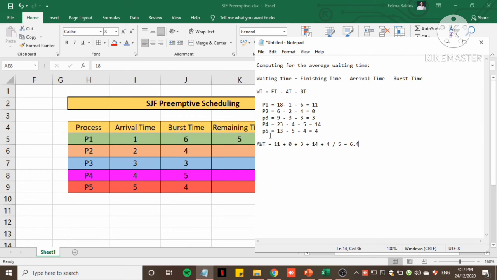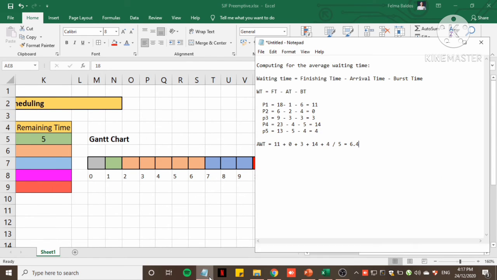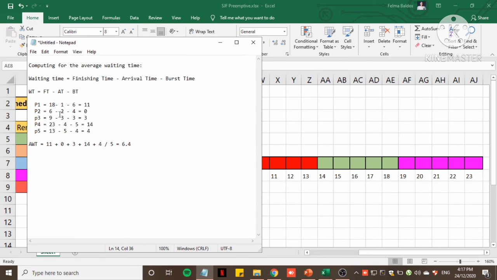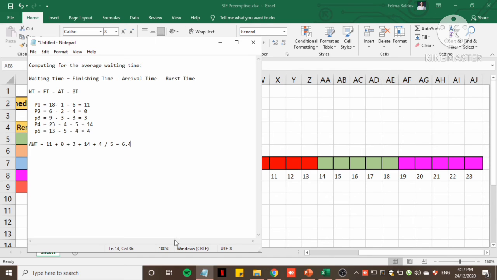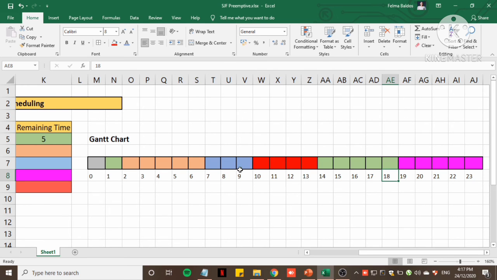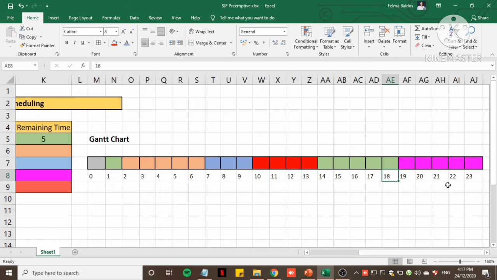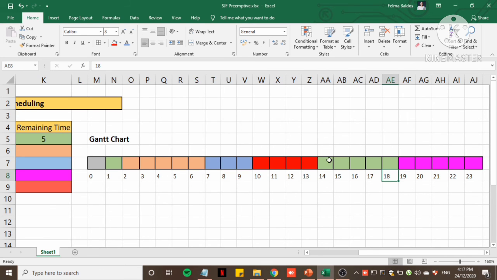So you will have this. You can compare it here to the Gantt chart. Let's check all of the finishing times. P2 finished at time 6. So there it is. And P3 finished at time 9. Here. P4 finished at time 23. Here it is, the violet one. And P5 finished at time 13. The red one.